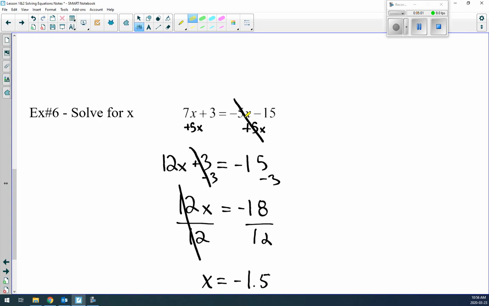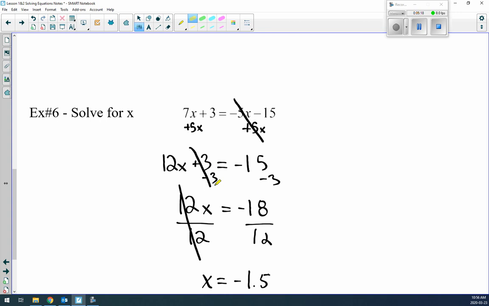Now, we're moving the whole negative 5x, just not the negative 5. So negative 5x, the opposite of that is adding 5x. So we add 5x to both sides. Now, these two over here cancel because we end up with a 0. And then we end up with 7x and 5x is 12x. So we have 12x plus 3 equals negative 15.